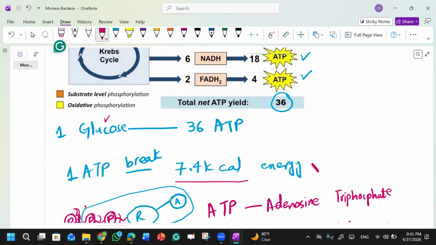Okay, I can multiply it by three because this was for one bond breakage. Are you clear or should I repeat this? No, it's fine. I got it.